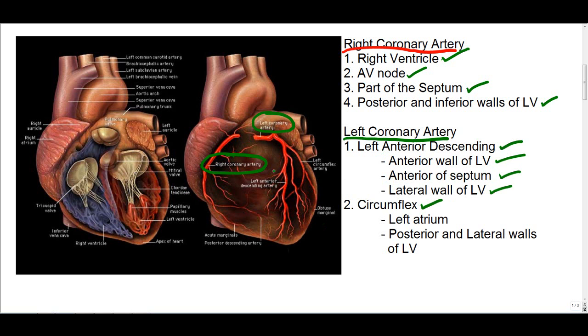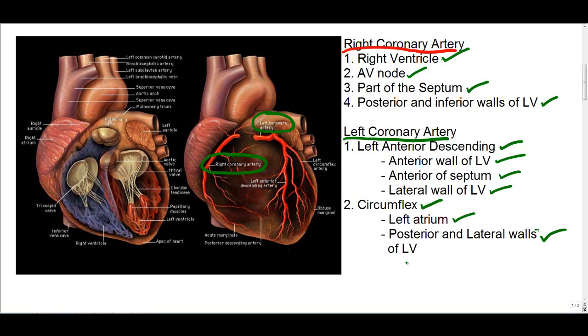Next is the circumflex branch, which wraps around the back and side of the heart, actually all the way to the back, supplying two major things: the left atrium and the posterior and lateral walls of the left ventricle. This is the main circulation of the coronary arteries.